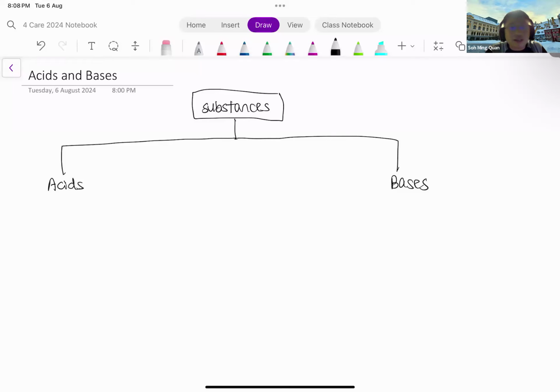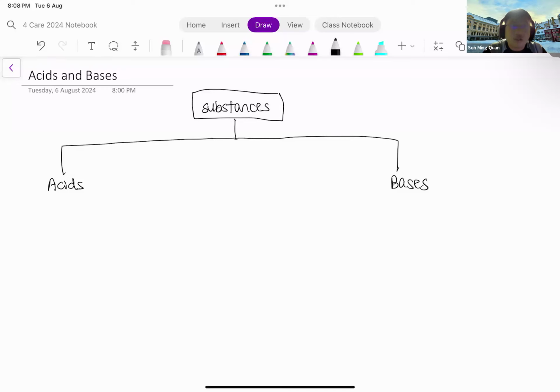Now, first things first, acids and bases is a chapter that's taught to you in Sec 3. So why bother learning about acids and bases? Now, the idea behind chemistry in the first place is to learn the behavior of different chemical substances. So for instance, water is a chemical substance, carbon dioxide is a chemical substance, sodium hydroxide is a chemical substance, right? So we want to know how these substances will behave. And the way to learn how they behave is to categorize them into different groups. So acids and bases just happens to be two opposite groups of substances.